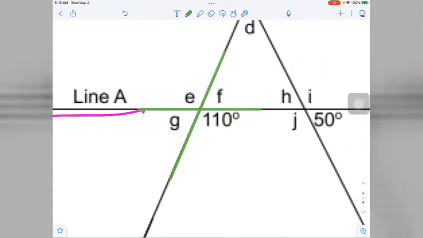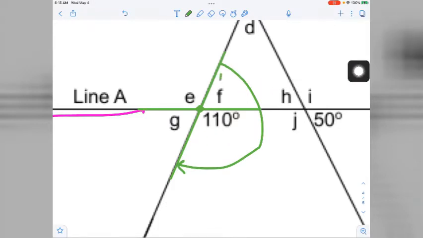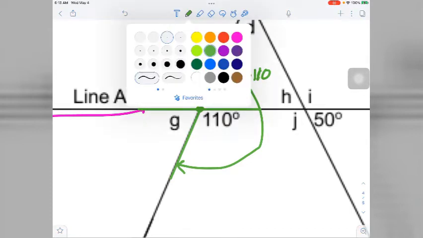let's see, I'm going to erase these now. The angle that goes, if this was the center point of the angles and you were to rotate, then this would be a 180 degree angle. So if these two together make a 180 degree angle, that means they are supplementary angles. And 180 minus 110 would give me the value for F. So F has to be 70, because 70 plus 110 equals 180.